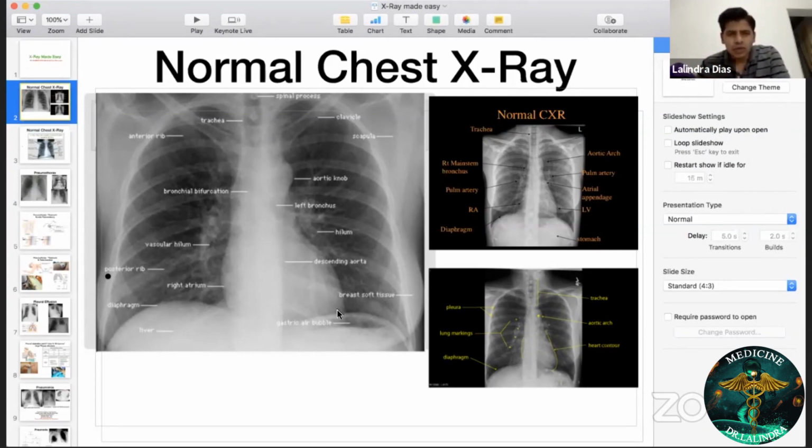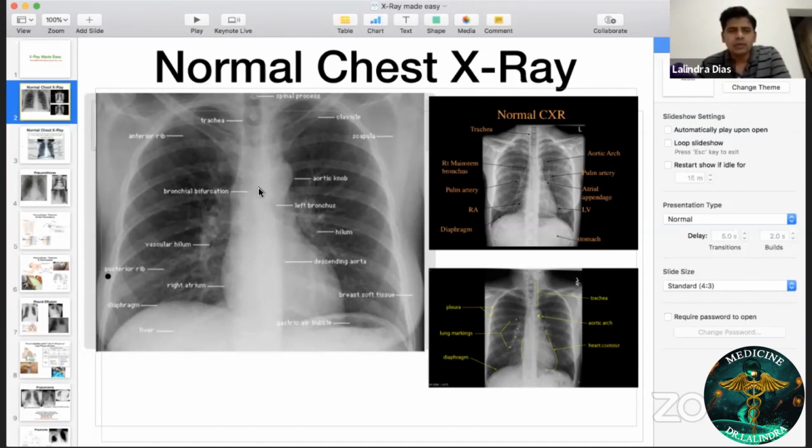So then after that, you have to look at the mediastinum. In the mediastinum, the most important structure is the heart. You have to see what the ratio is, the cardiothoracic ratio: you take the cardiac diameter and divide it by the thoracic diameter. It should be less than 0.5. If it is more than 0.5, that's called cardiomegaly, or enlarged heart. Right? Cardiac diameter divided by thoracic diameter should be less than 0.5 in a normal person. If it is more than 0.5, that is cardiomegaly.